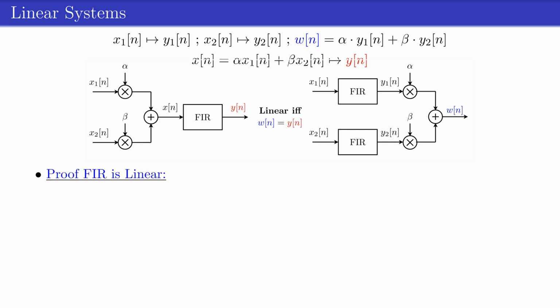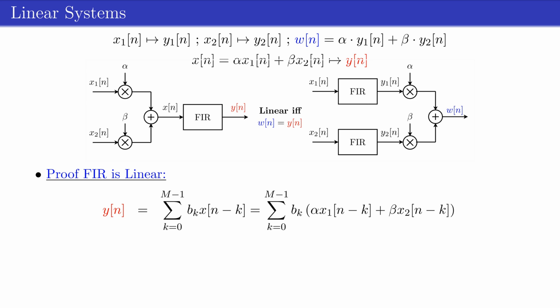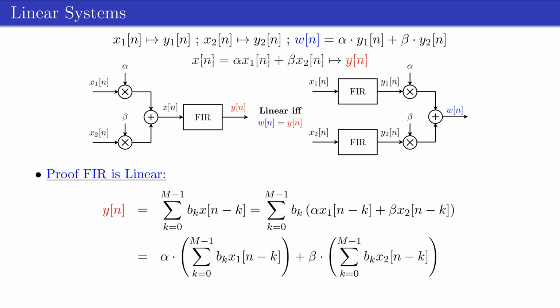It can be shown that an FIR filter is linear by the following steps. Use the difference equation for the system at the left-hand side of the figure. Substitute the weighted combination of separate input signals. Split the summation, and it follows that the output y[n] is the same as the output w[n] of the right-hand side figure.